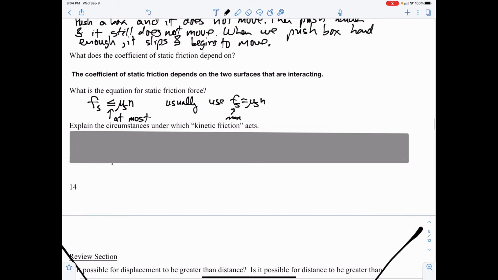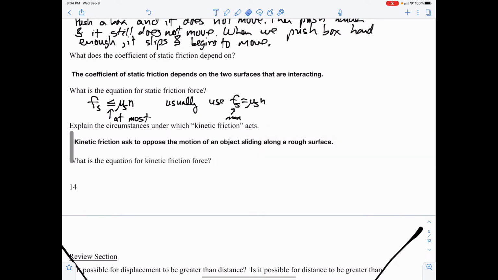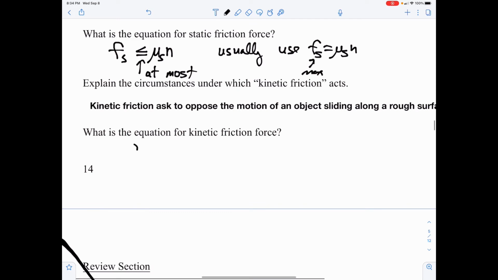Explain the circumstances under which kinetic friction acts. Well, kinetic friction acts to oppose the motion of the object sliding along a rough surface. So if that box we mentioned in the previous example is pushed to the right, kinetic friction moves to the left, right? Friction opposes motion. The equation for kinetic friction is F_k equals mu times the normal force.